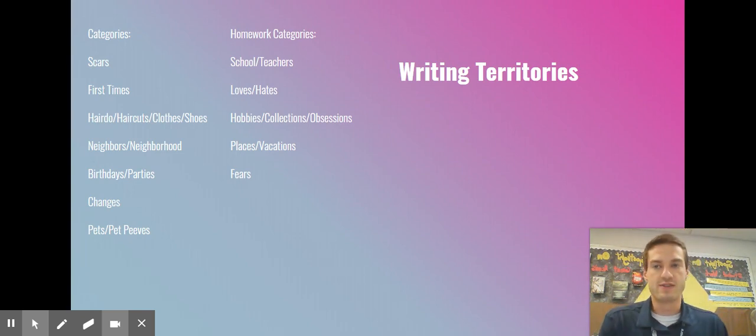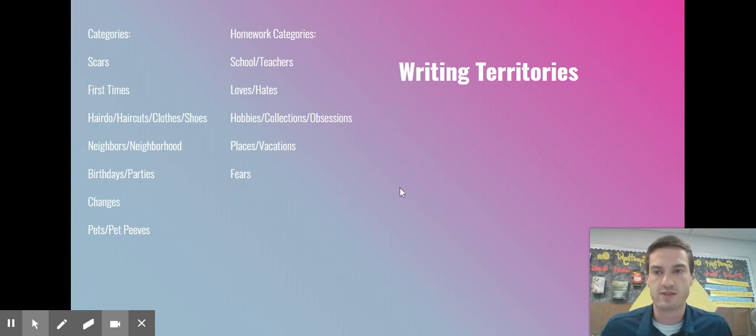The goal from this activity is to just have lots and lots of ideas for future reference. So if we get to a point in this unit where I ask you to write a second or third story, you can go back and reference some of the story ideas that you came up with in this activity.